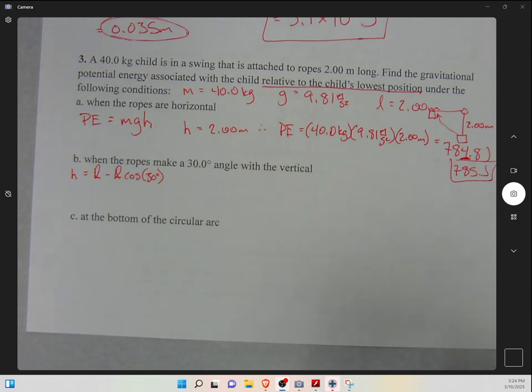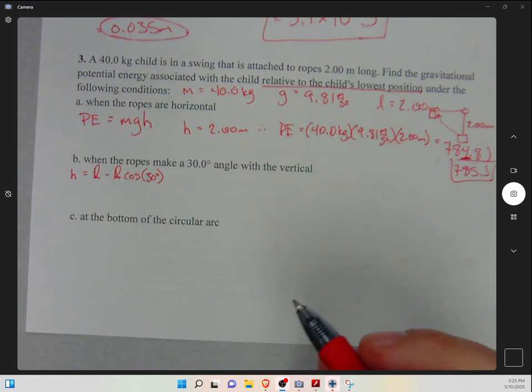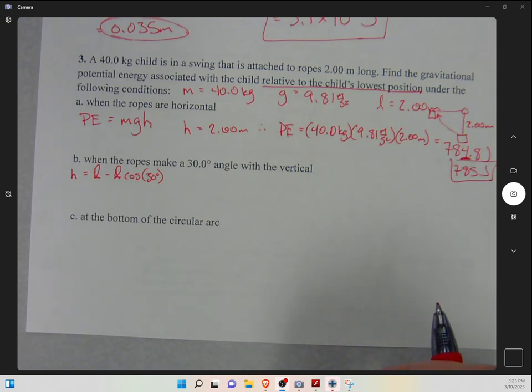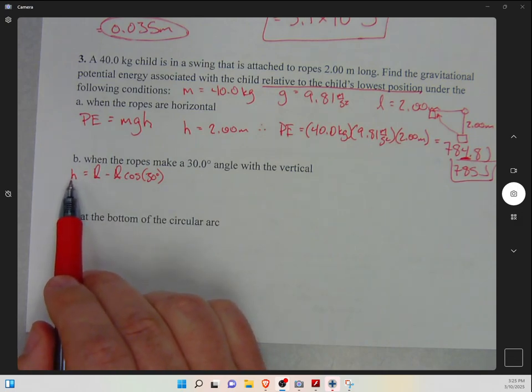Using the cosine helps us get that adjacent side. So we multiply cosine 30 by L, that gives us the vertical distance from the pivot, and then we'll subtract that distance from our original value for L, and that's going to give us the height above the lowest point.